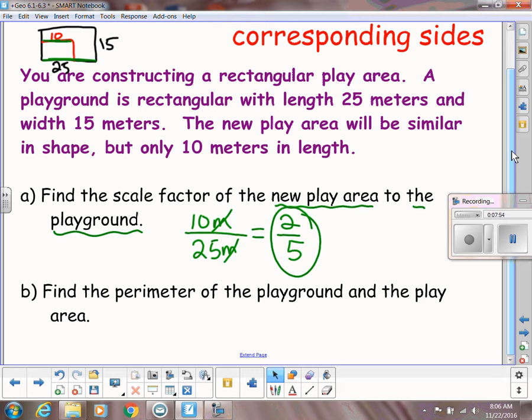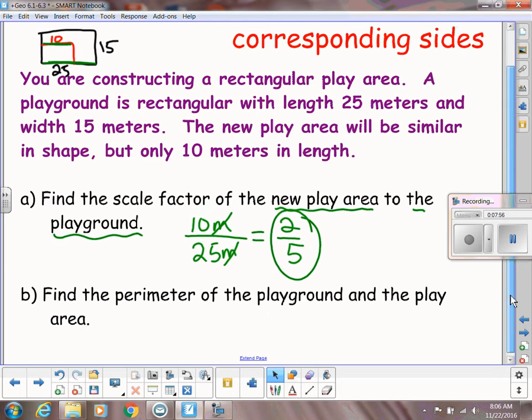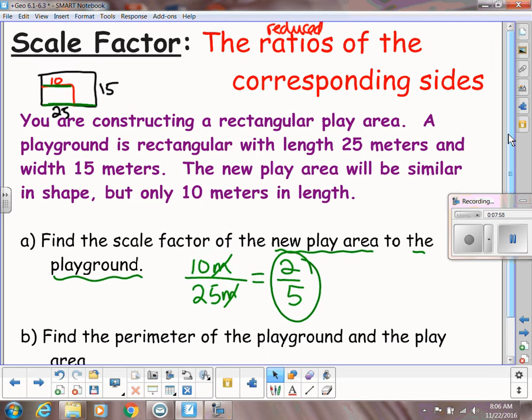Then it says find the perimeter of the playground and of the play area. Keep in mind that if 10 is 2/5 of the 25, then this width right here has to be 2/5 of 15. So if I do 2/5 of 15, that's going to give me a width of 6. So the width of this playground is 6. I need that in order to find my perimeter.